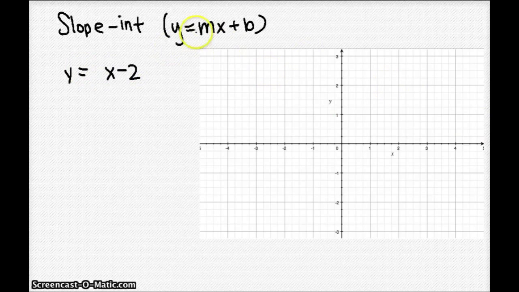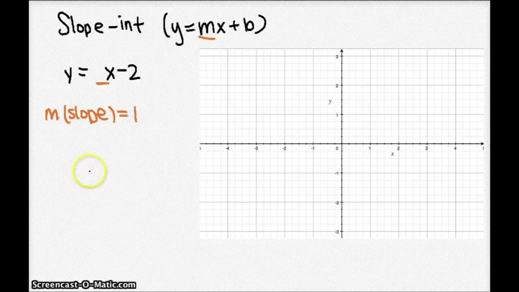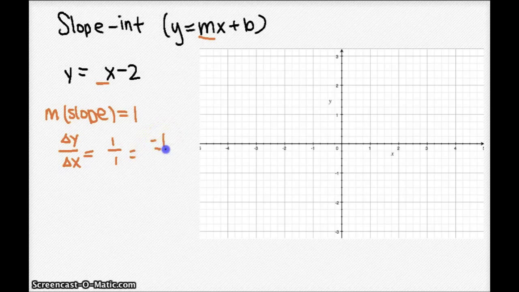And we're going to compare this to this y equals mx plus b equation. So m right here is the slope, and it's 1. So m, the slope, equals 1. And remember, the slope is the change in y over the change in x. And in this case, since it's 1, it could either be 1 over 1 or -1 over -1. But that all equals 1.